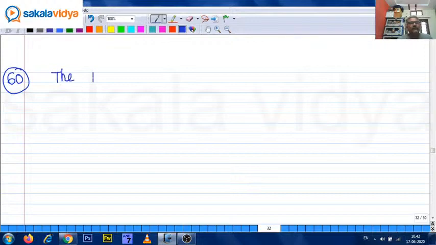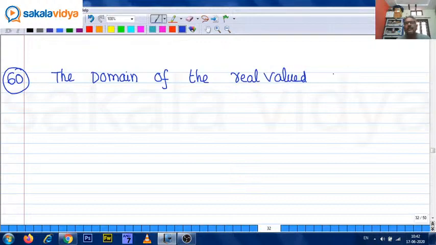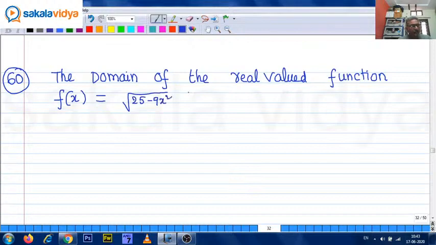The domain of the real valued function. Real valued function means real valued function f of x equals root over 25 minus 9x square plus root of x square plus x plus 1 is. What do you mean by the real valued function?